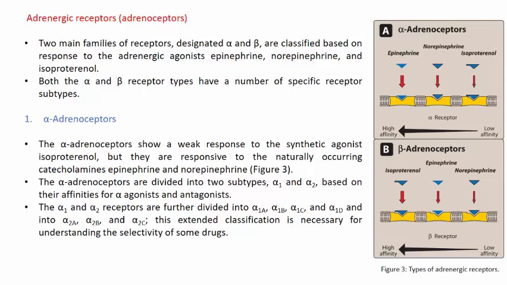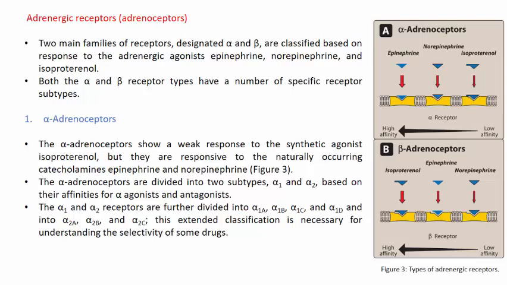So for alpha adrenoceptors, the alpha adrenoceptors show a weak response to the synthetic agonist اللي هو isoproterenol, but they are responsive to the naturally occurring catecholamines اللي هو الإبينفرين and norepinephrine. مثل ما تشوفون بالمخطط اللي واضح أمامكم إنه show low affinity للsynthetic product بينما تكون high affinity للnorepinephrine and epinephrine.